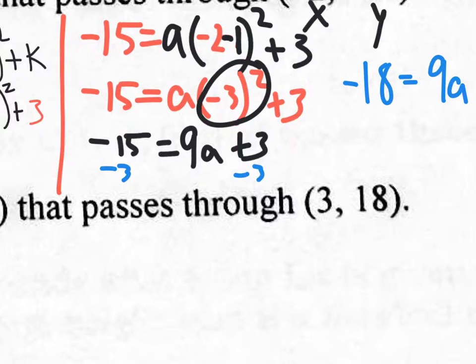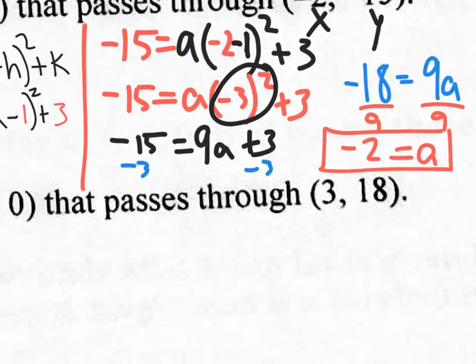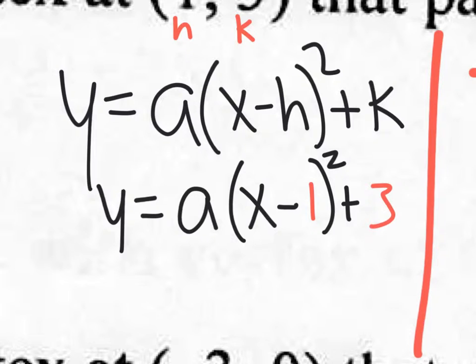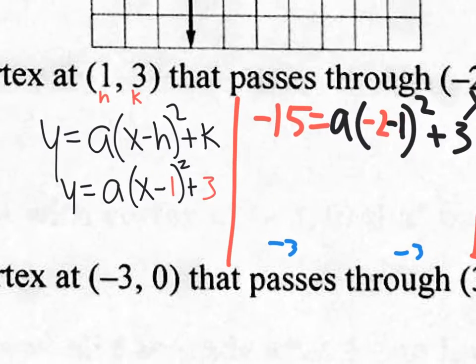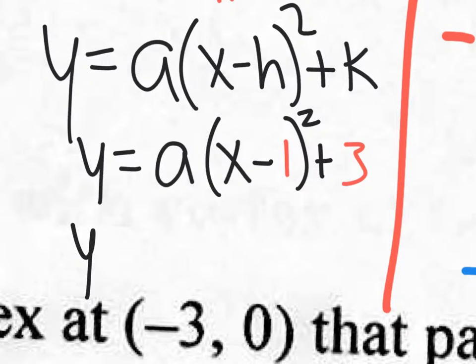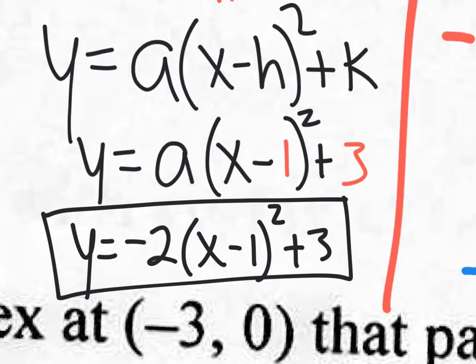So for my final step, what do we do? Divide by 9, divide by 9. A equals negative 2. So ladies and gentlemen, I found the A value that was missing. Remember, you originally want to write it in vertex form. But in order to write it in vertex form, obviously you need a vertex, H and K, but you also need the A. And we just found the A. The A was negative 2. So just plug in your A value of negative 2. So your final answer is y equals negative 2 times (x minus 1) squared plus 3. That's your vertex form equation right there, guys.